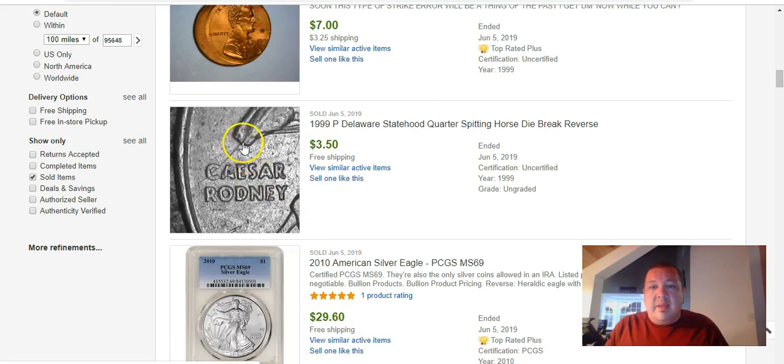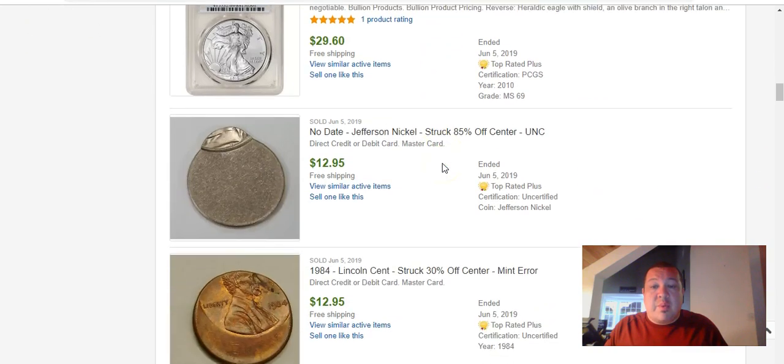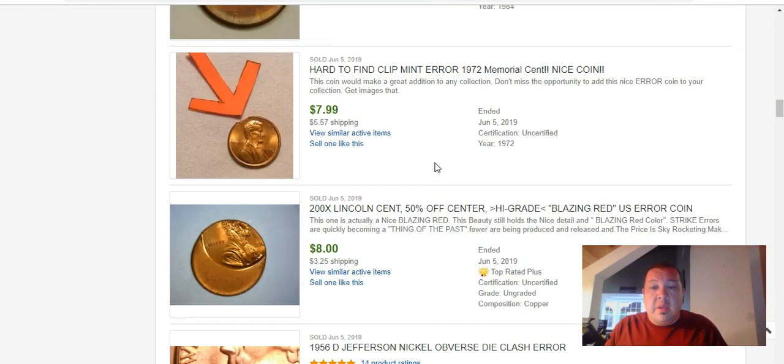So there's the spitting horse Delaware quarter that we all know and love. $3.50 for one that looks like it just came out of pocket change. This is a die clash. Okay, it always has been for the longest time. But they have a fan following. If you find one that's mid-state, they sell for a good deal of money. I've seen them sell for as high as $20 for a really nice example.